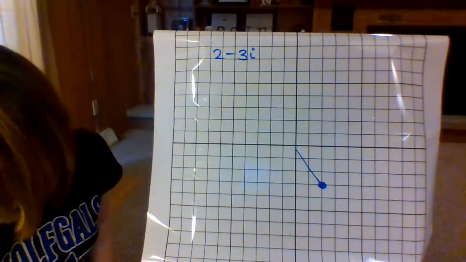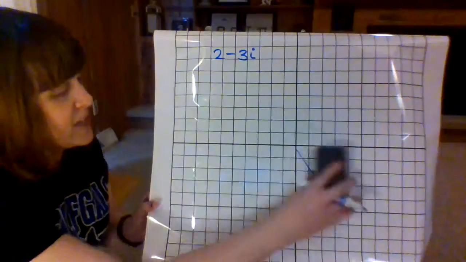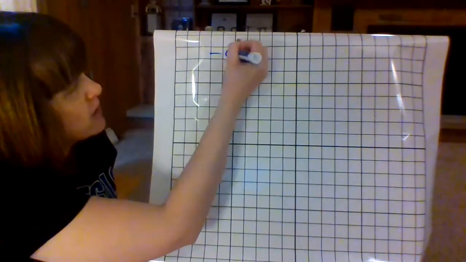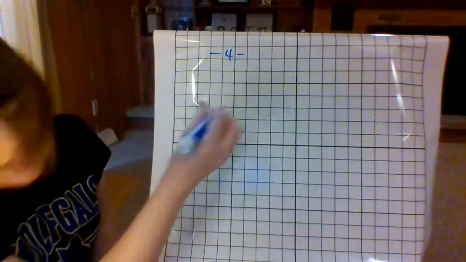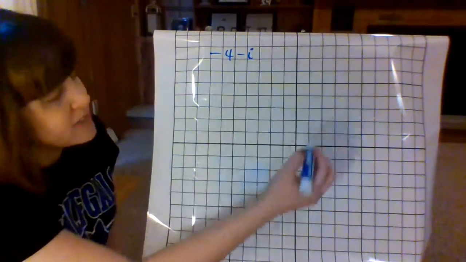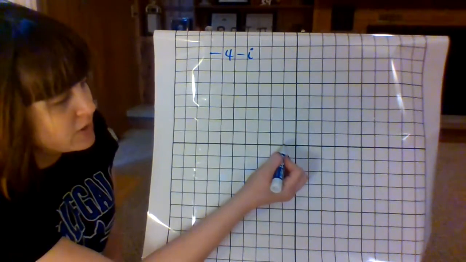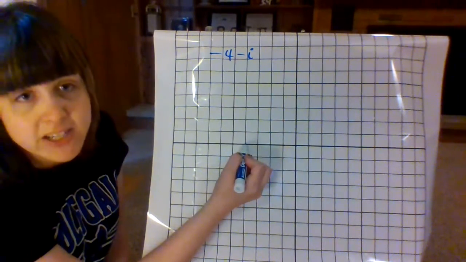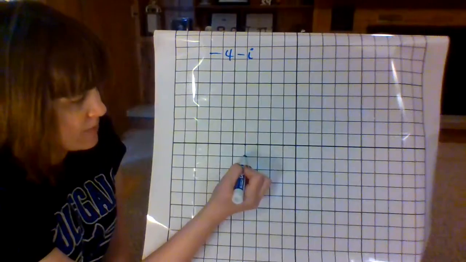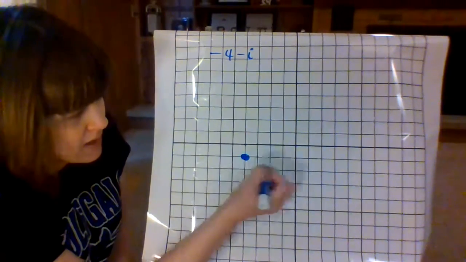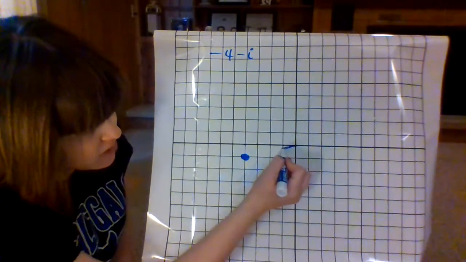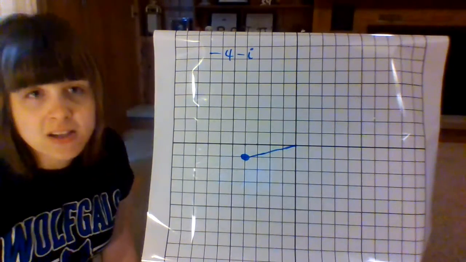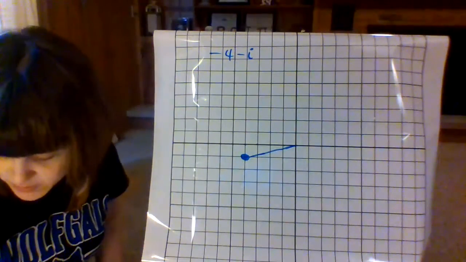Alright, so next up is negative 4 minus i. Negative 4 minus i. Okay, so negative 4, we're going to go left 4. 1, 2, 3, 4. And then minus i, so we're going to go down 1. And then we're going to connect it with the origin. Like that. Okay, so those are the first 4 examples.